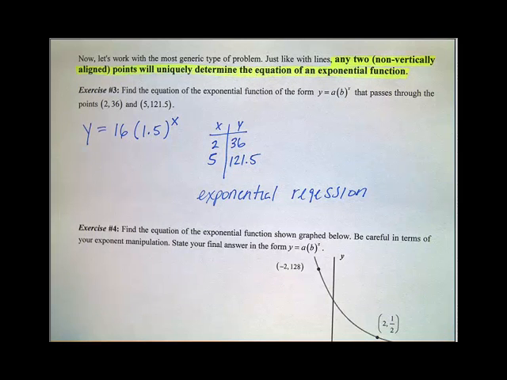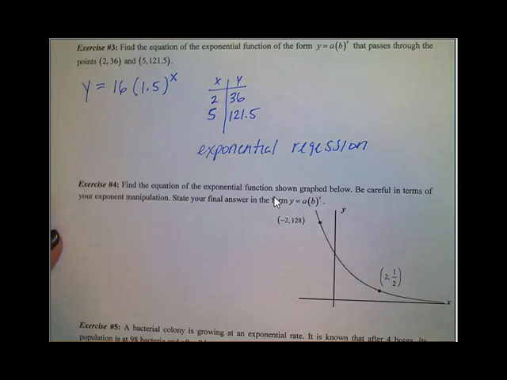One of the things I forgot to mention, at the top of the page I would highlight, I knew I could do a regression because any two non-vertically aligned points will uniquely determine the equation of an exponential function. Now it makes sense because if they're vertically aligned, that's not exponential. That's a straight line. So that's how I knew I could use a regression for this. And they told me exponential function. So on the next one, I'm going to do the same thing.